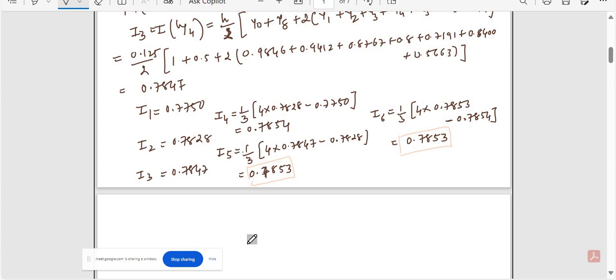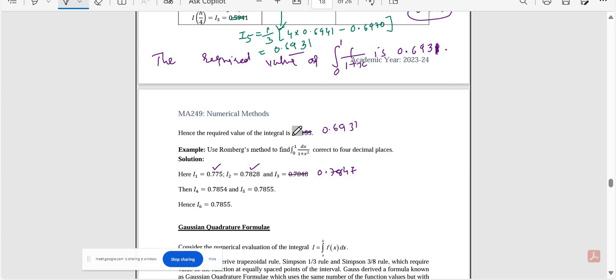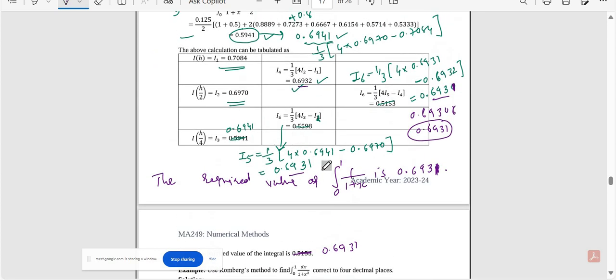Okay, I5 and I6 both are same up to 4 decimal. So we have to stop here as per our statement, because you can read here: use Romberg method to find the integral from 0 to 1 of dx upon 1 plus x square, correct to 4 decimal places. Is it okay, everybody? Sir, in the previous one also I5 and I6 were equal, 0.6931. Yes, up to that we have to stop.